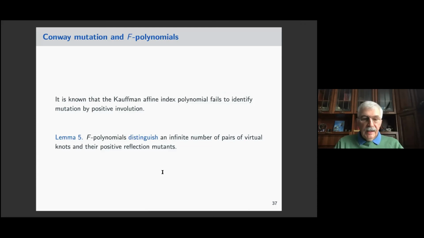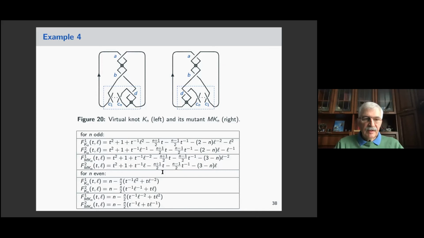It's known that the affine index polynomial fails to identify mutation by positive involution, but F polynomials can distinguish an infinite number of pairs of virtual knots and their positive involution mutants. I present this family as example four. Let's look at figure 20. You have a family of virtual knots, Kn, where n is the number of classical crossings. You have classical crossings A, B and D, and a few crossings from C1 to Cn.